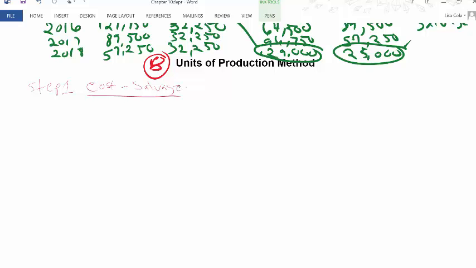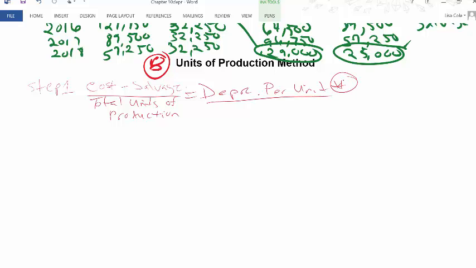And then we divide it by, instead of dividing it by the years, we're going to divide it by the total units of production that we expect to get out of this asset over the useful life, or the 4 years, similar to what we were using. And what that's going to equal is what we call our depreciation per unit. And so this number is the same. It remains the same. It's not going to change. So we're going to use this depreciation per unit every year. Same amount.